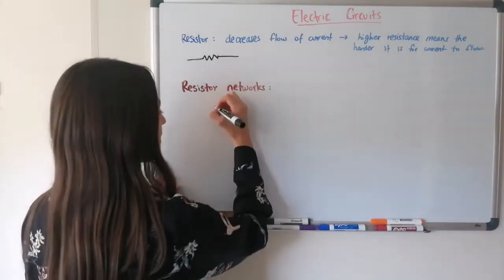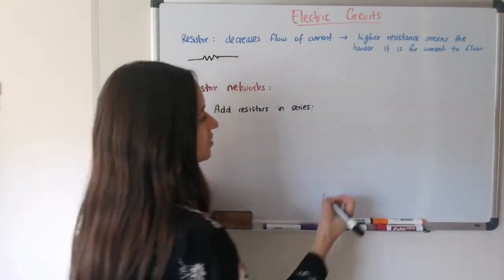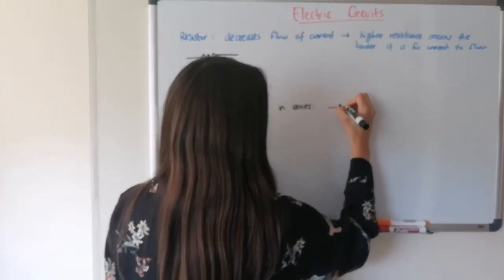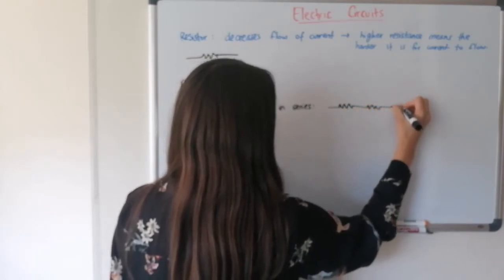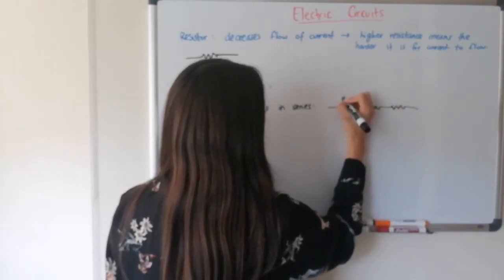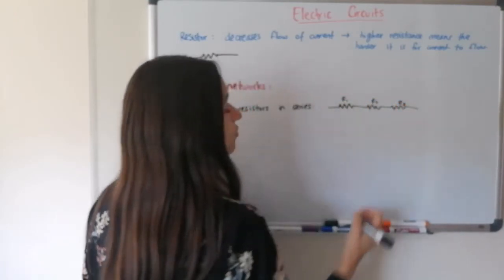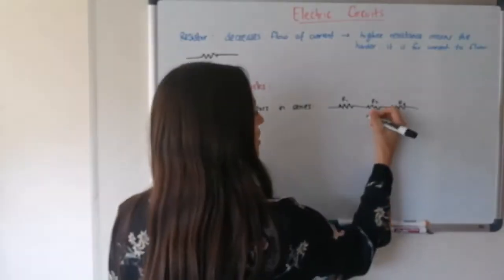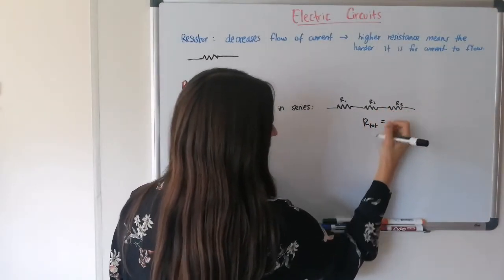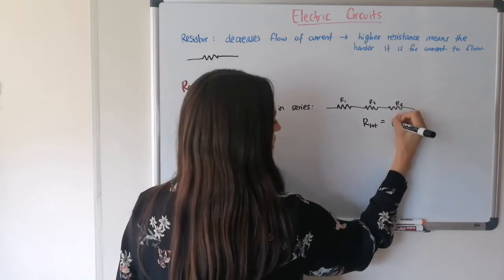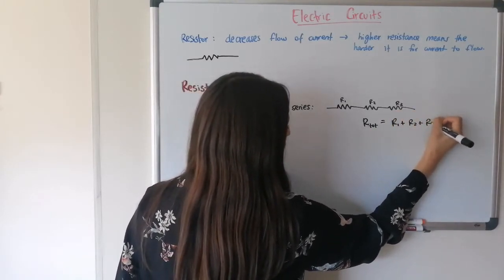So first let's talk about adding resistors in series. And this one is very easy. If we have 3 resistors in series, for example, resistor 1, resistor 2, and resistor 3, in our circuit, we could change this to an equivalent resistance or a total resistance. We call it R tot, which is the same as R1 plus R2 plus R3.